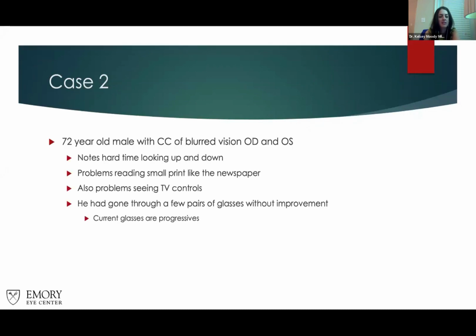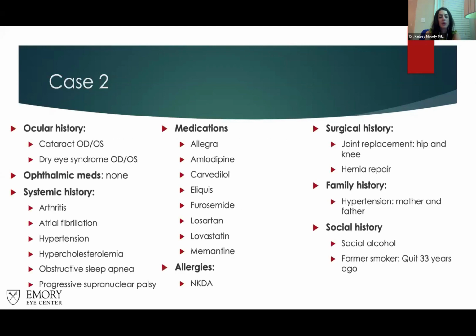So we have a 72-year-old male who is complaining of blurry vision in the right and left eye. He notes a hard time specifically looking up and down. He has a hard time reading small print like the newspaper. Also has some hard time seeing the TV controls on his remote. And he has now gone through multiple pairs of glasses without improvement, and he's currently wearing progressives.